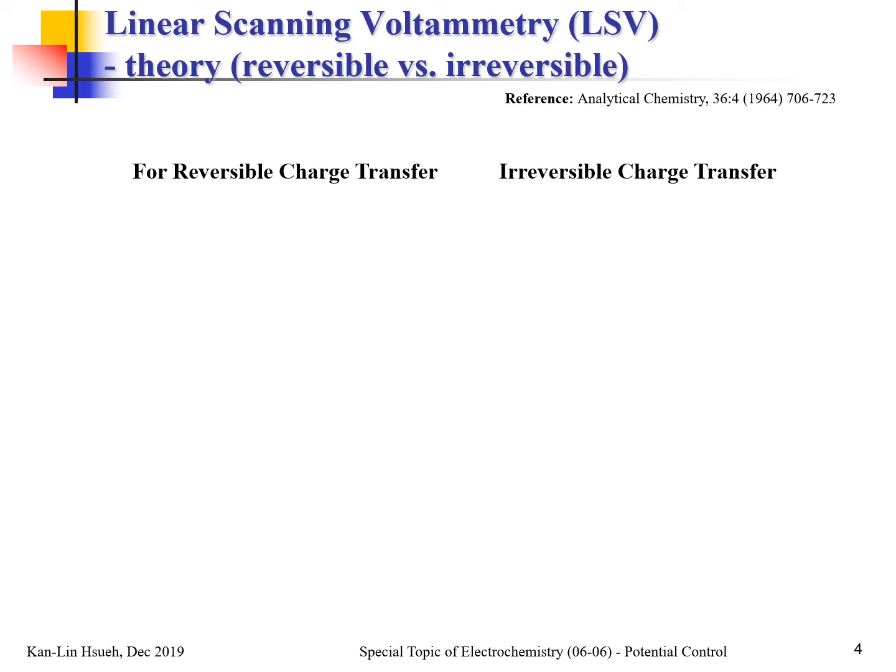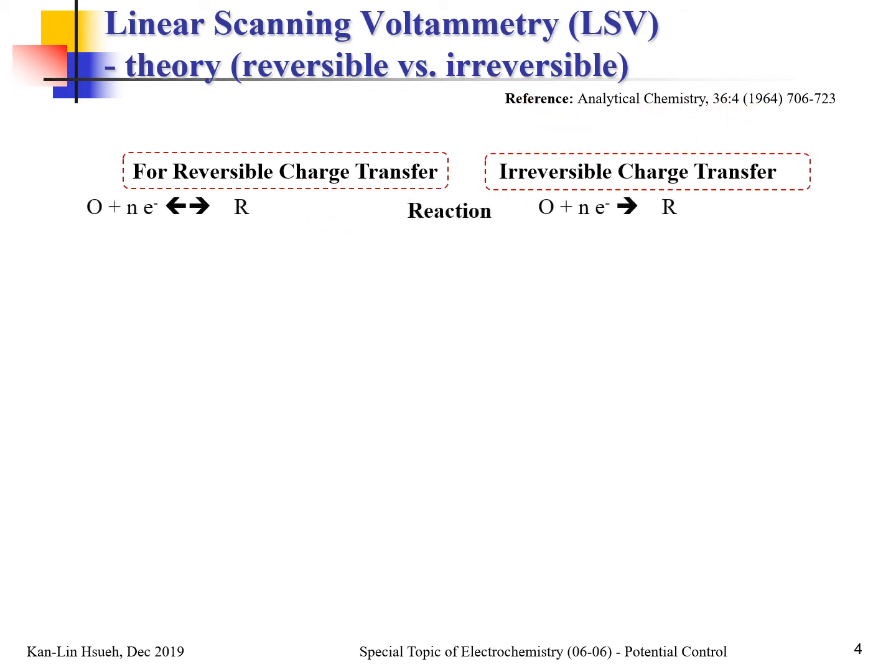Here I list two different kinds of reaction. One is a reversible charge transfer, the other is an irreversible charge transfer. They use similar governing equations and boundary conditions. In the paper they solve these and get the final result. We can compare these two conditions. For the reversible reaction, O can be reduced into R, and R can be oxidized into O. For the irreversible reaction, it is a one-way reaction: O is only reduced to R, but R cannot be oxidized into O.